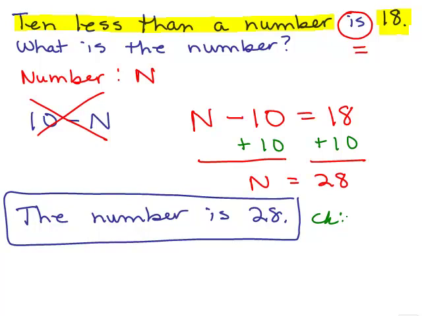All right, it says 10 less than a number is 18. Well, if the number is 28, 10 less than that means I'm going to subtract 10 from it, right? And I get 18. So there you go. Now, both of these problems you probably could have done in your head, but what we're doing is practicing doing easy problems. So when it gets to something we can't do in our head, we can use the same technique.